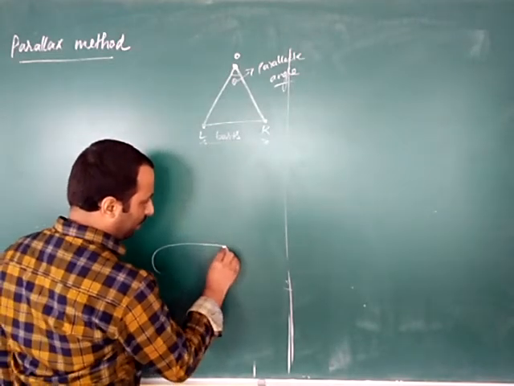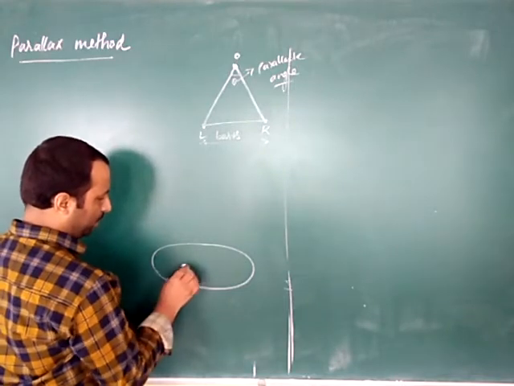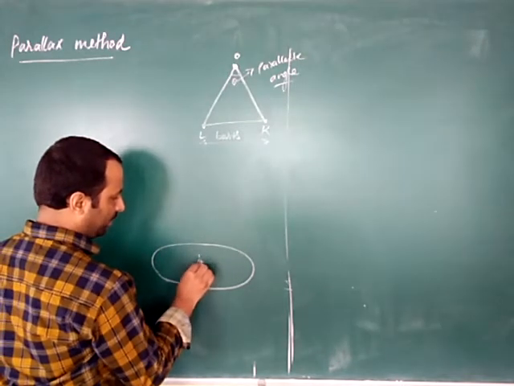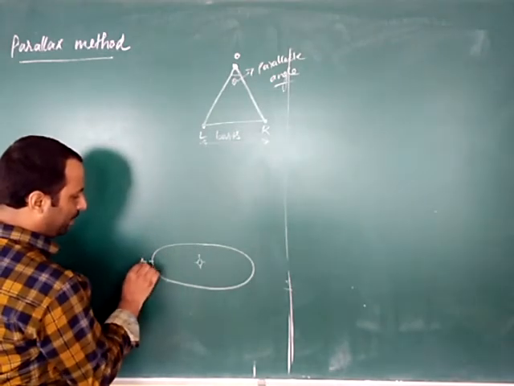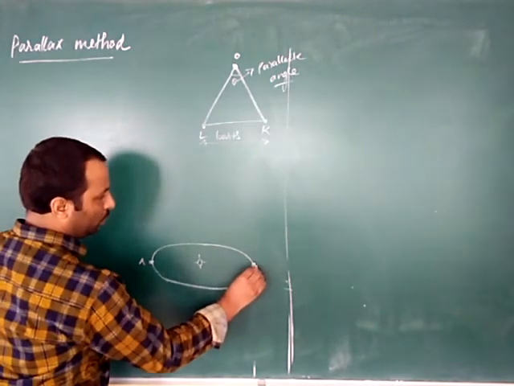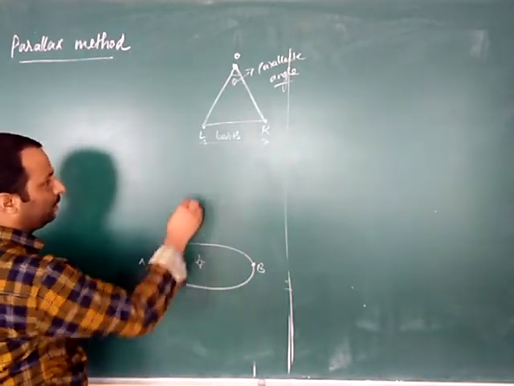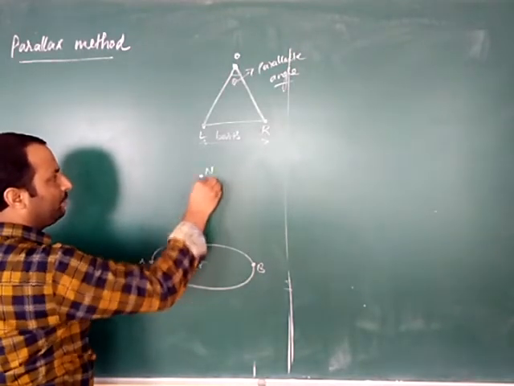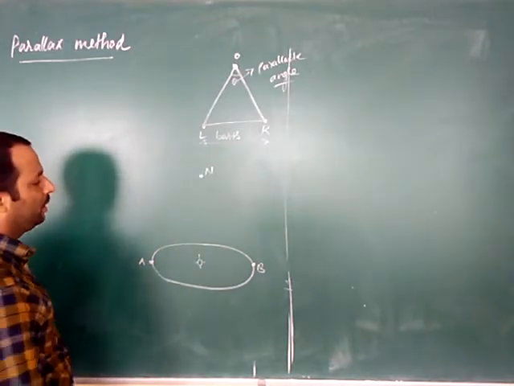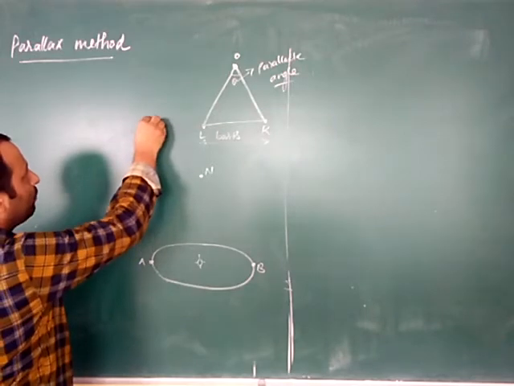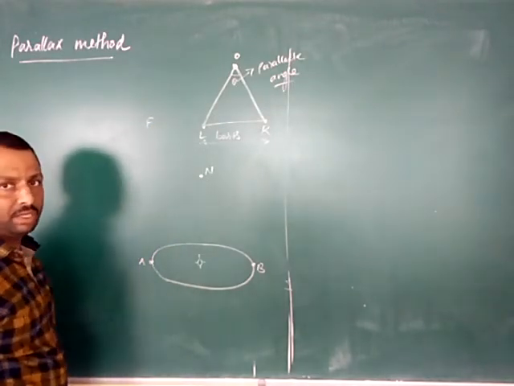So let us consider this to be the orbit of the earth around the sun. This is our sun, and A and B are two positions on opposite ends of the diameter of this orbit. Let N be the nearby star which is located close to the earth, and F is the far away star which is very far away from the earth.